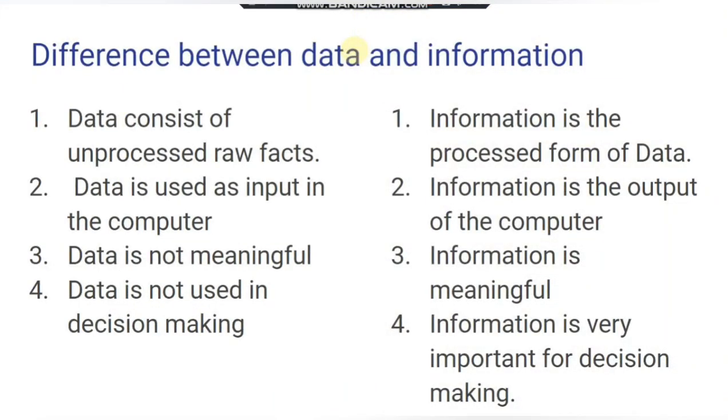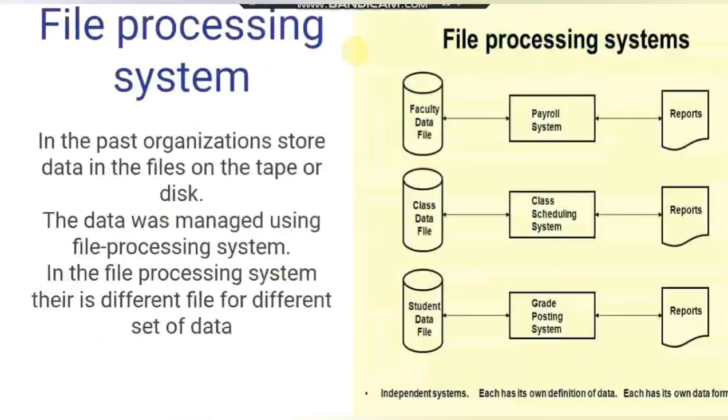So let's move forward. What is a file processing system? In the past, organizations stored data in files on tape or disk. So the data was managed using file processing systems. In the file processing system, there is a different file for each different set of data.